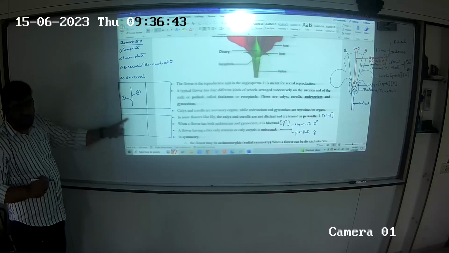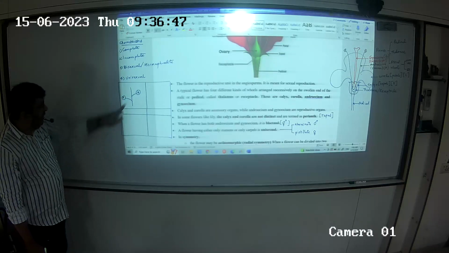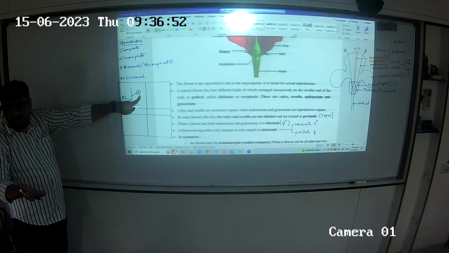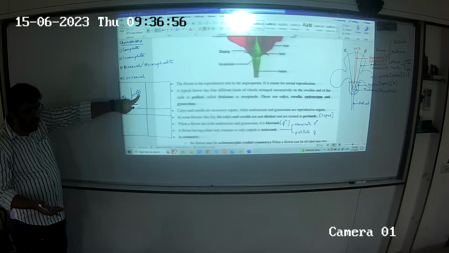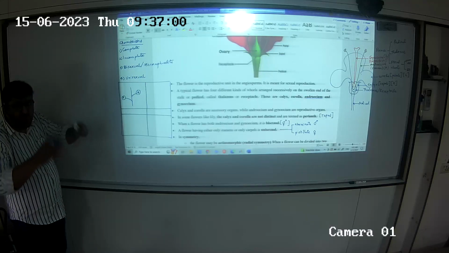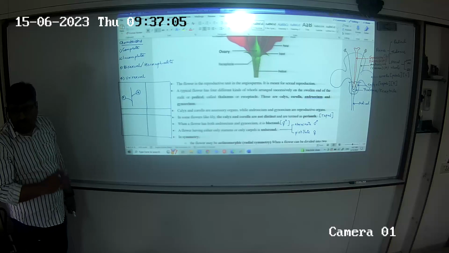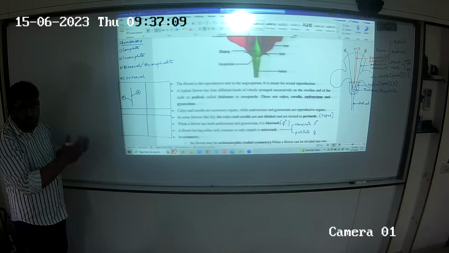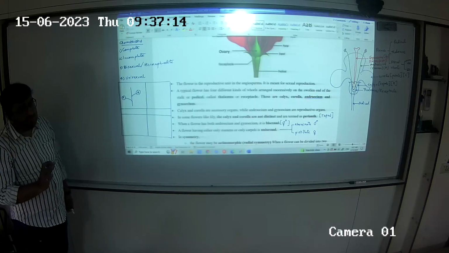So I'm having a plant where all the flowers are unisexual. This is a unisexual flower. Yes. I said unisexual can either be staminate or pistillate. So is this a unisexual flower? Yes. Is this a unisexual flower? Yes. So all the flowers on that plant are unisexual. And those unisexual flowers can be either male or female. Matlab both the sexes are present on the same plant, but in a unisexual fashion.